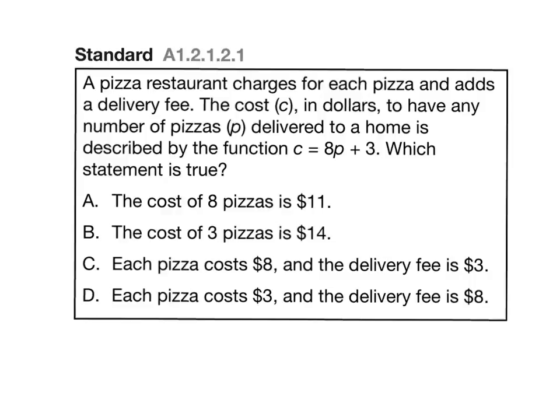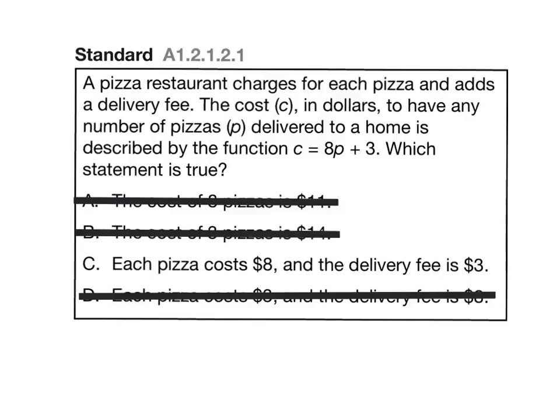Then we come down to C. It says each pizza costs $8 and the delivery fee is $3. Well, now this is my candidate that makes the most sense, because down here each pizza costs $3 and the delivery fee is $8. Well, this 8 here is next to P. That means for every pizza you get, you're going to be charged an $8 delivery fee. That just doesn't make sense. So when we're all said and done here, C is our obvious choice.